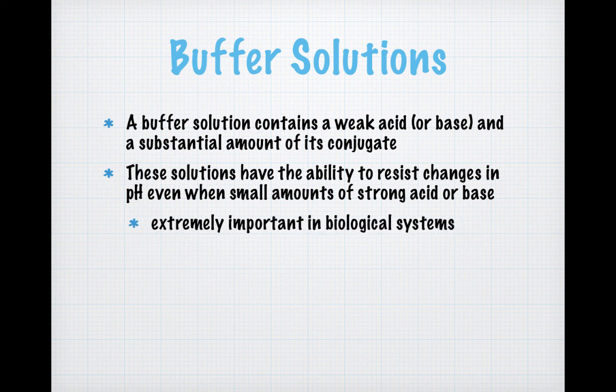If you're looking at biological systems, buffer solutions become very important. Our bodies have, I think, 3 different buffer systems present in our bloodstream to prevent changes in our blood pH. Our bodies are very sensitive to changes in blood pH, and we do have some strong acids present in our body, particularly in our stomach. So our buffer systems keep us alive.